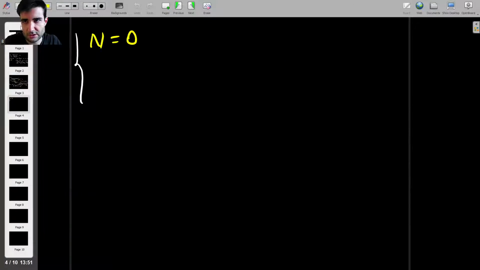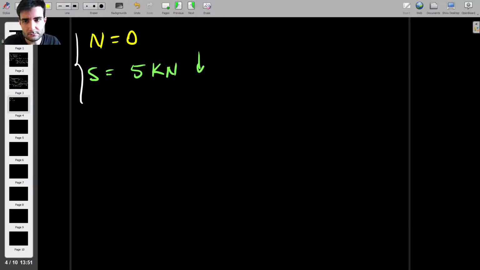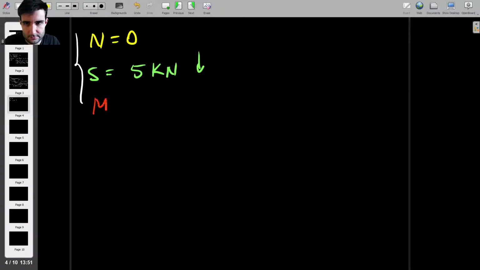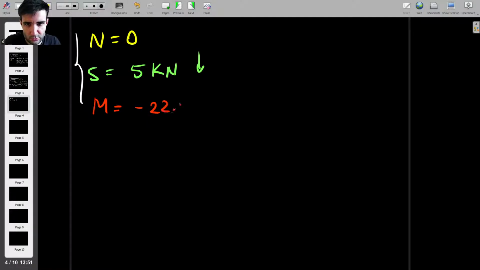We have a shear force of 5 kilonewtons, okay, and the fact that we have a positive sign in front of it means that our initial assumption that the shear force is acting downwards was correct. So this shear force is actually acting downwards. And we have a bending moment which has a value of minus 22.5 kilonewton meters, okay?